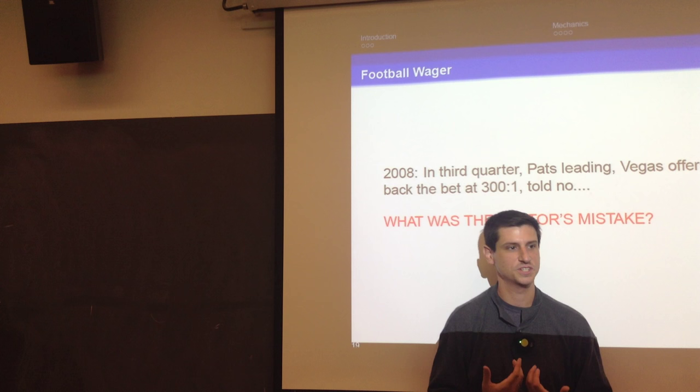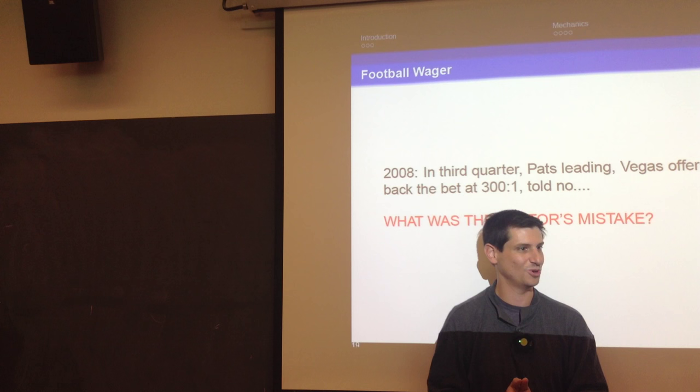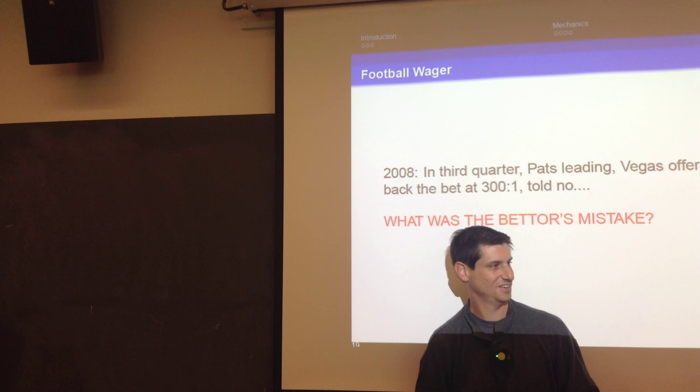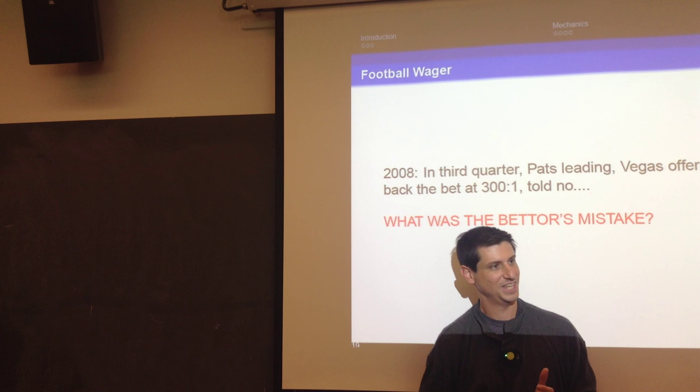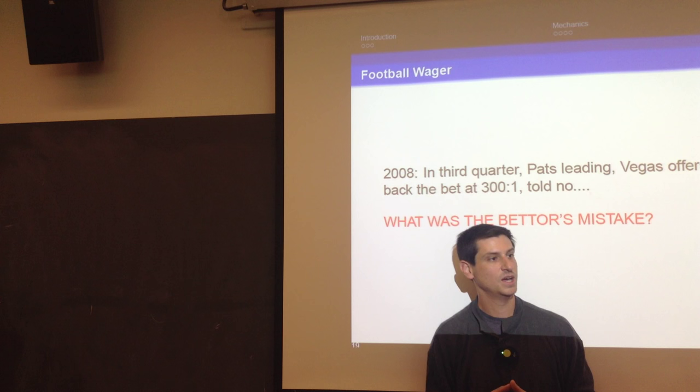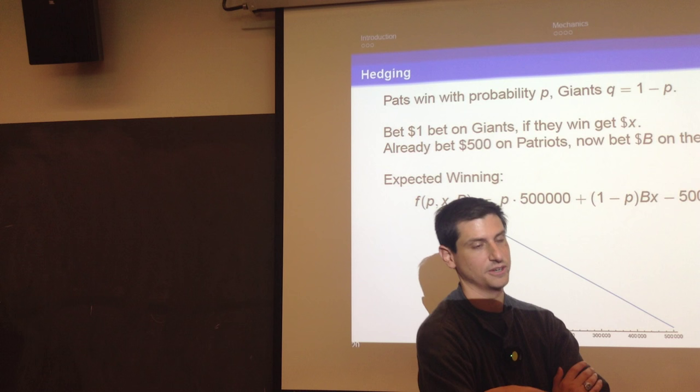But by the time we get to the Super Bowl, all but two teams are gone. And if he bets on the Giants to win, and puts down a second bet, if the Giants win, he now gets money from that. If the Patriots win, he gets money from the first wager. He can guarantee himself some profit, especially because the Patriots were heavily favored. So the question becomes, how much to bet?